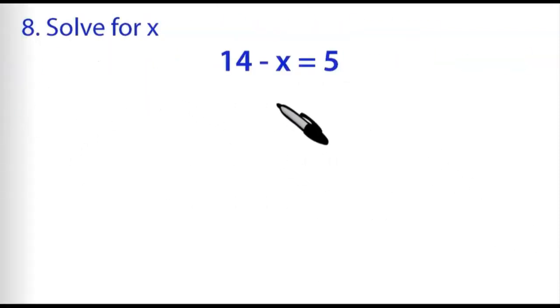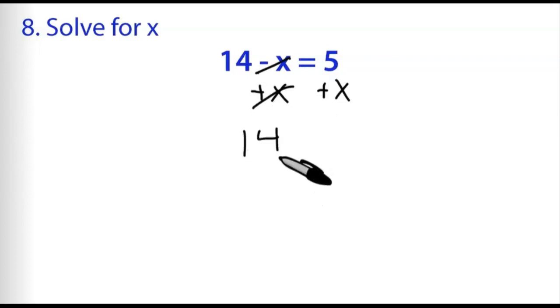For problem 8, we have 14 minus x equals 5. Now this time, x is being subtracted from a number, and since subtraction does not have the commutative property, 14 minus x is not the same as x minus 14. So what we'll do is add x to undo the minus x, and we'll add x to both sides. So we have 14 minus x plus x, and the minus x and plus x cancel out, leaving 14.